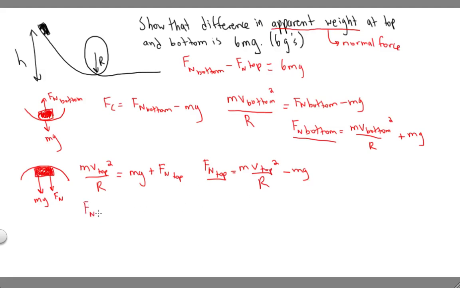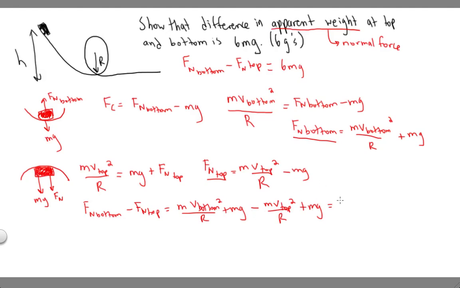Fn bottom minus Fn top equals mv bottom squared over r plus mg, minus this here, minus m v top squared over r. Now we're subtracting a negative, so we're going to add mg. This is going to simplify: the two mg's add together, they're like terms.